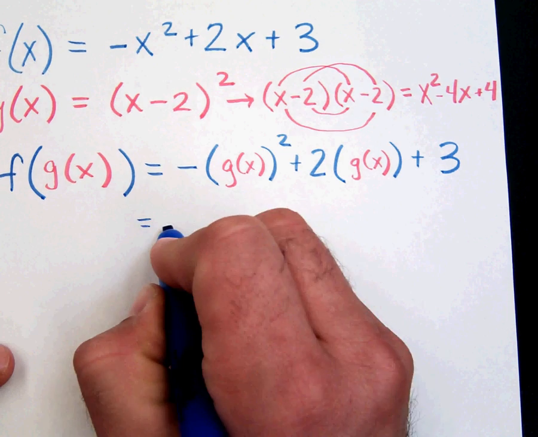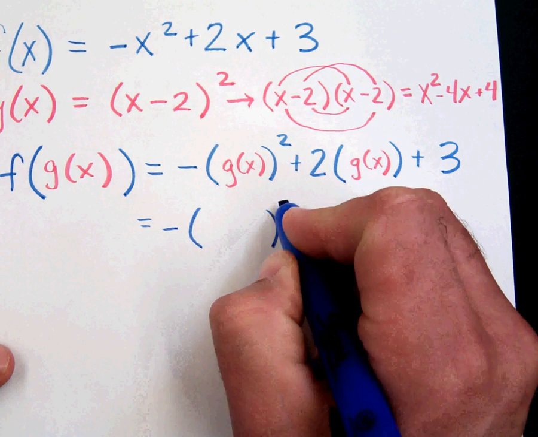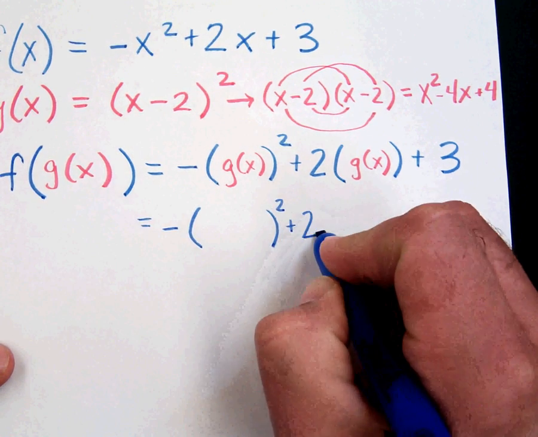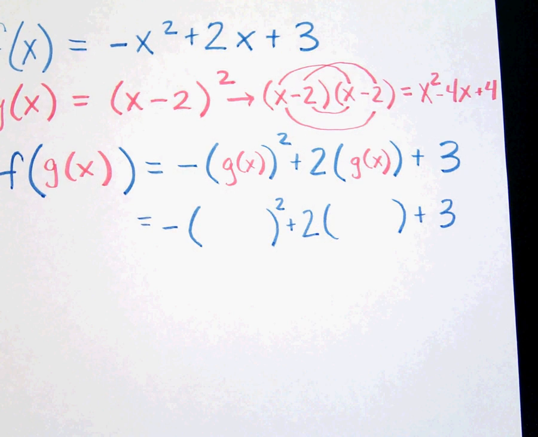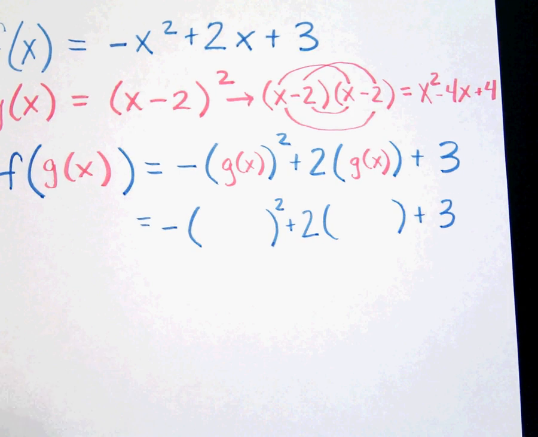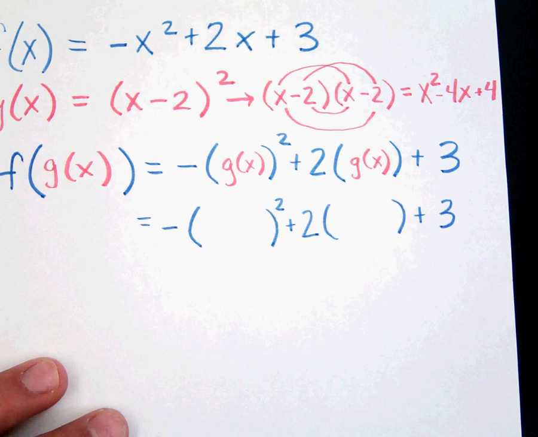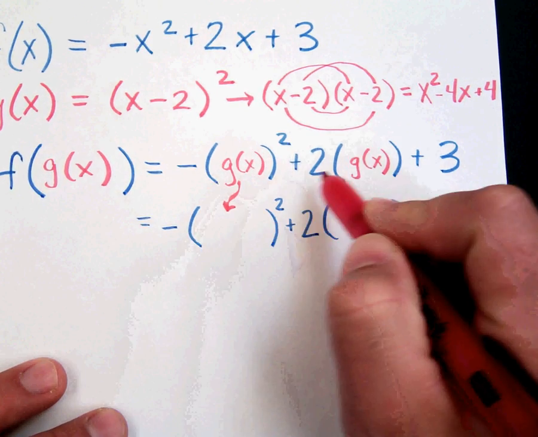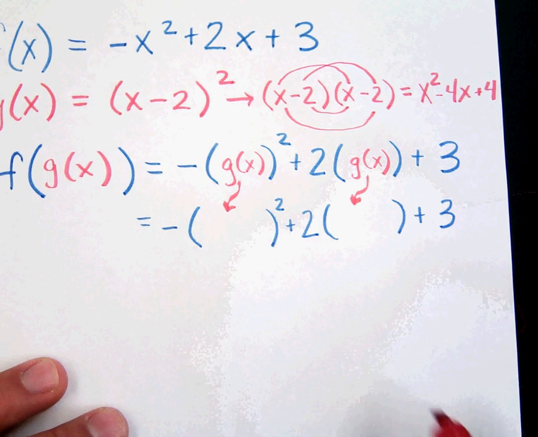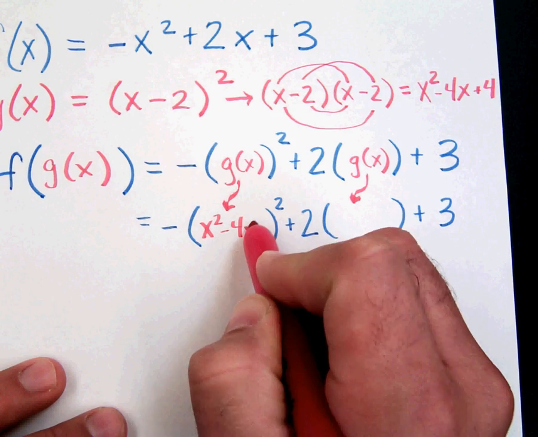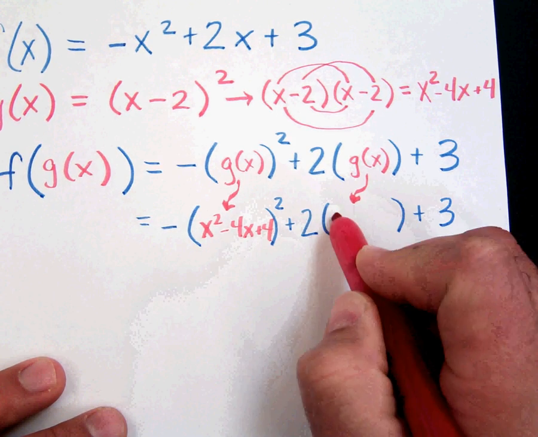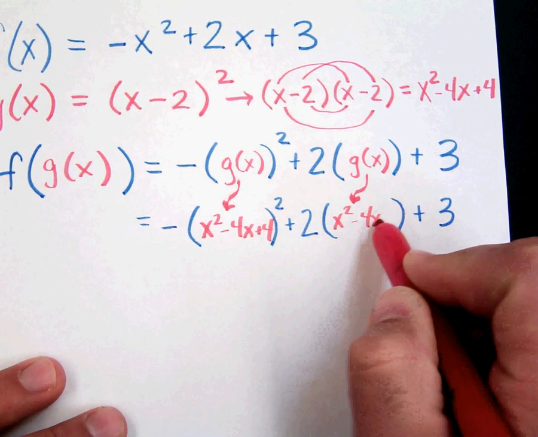So I'm going to have negative blank squared plus 2 blank plus 3. Those blanks are taking the place of the old x from the blue function. I'm going to now replace that g of x in both cases with our expanded form, x squared minus 4x plus 4. X squared minus 4x plus 4.